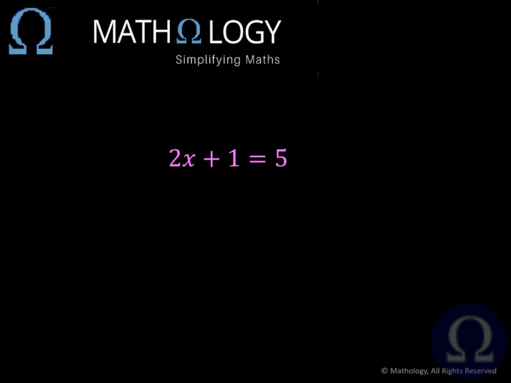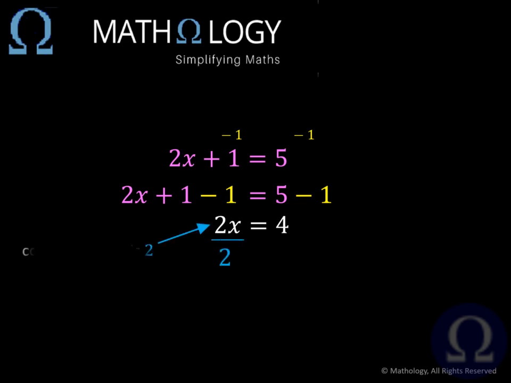In order to solve for x, we need to isolate the variable. To isolate the variable, we need to subtract 1 on the left side, but in doing so, we also need to subtract 1 on the right. So, 2x plus 1 minus 1 equals 5 minus 1, which means 2x equals 4. To find the value of x, we need to divide 2x by 2, since the coefficient of the variable is 2. At the same time, we also divide 4 by 2, since what gets done to one side of the equation gets done to the other side. X therefore equals 2.